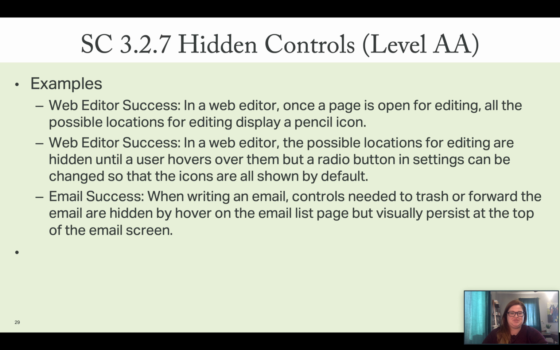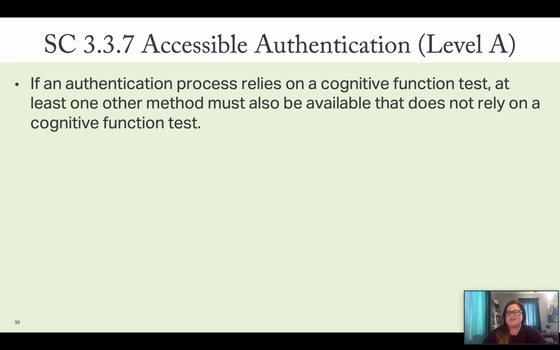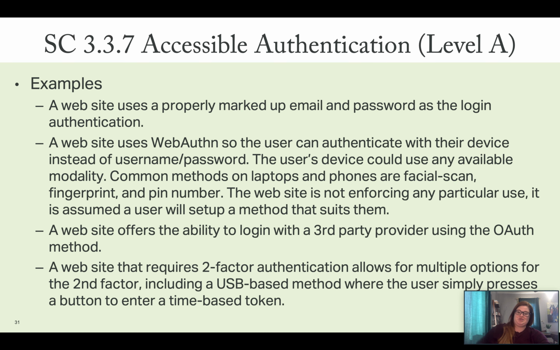This next one is probably the most controversial one out of the bunch, I think. And it is for Success Criterion 3.3.7 for accessible authentication, and it is a level A requirement. If an authentication process relies on a cognitive function test, at least one other method must also be available that does not rely on a cognitive function test. And then I have a bunch of examples on here that I'm going to read. And then I'll give you some insight about what I think and what I wrote as comments on this one.